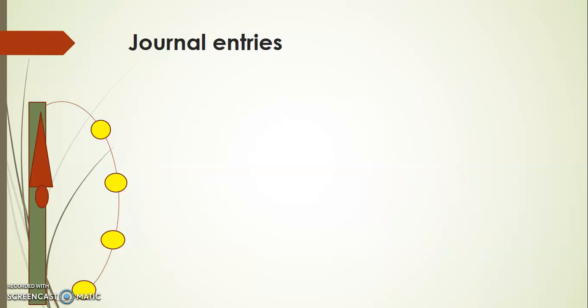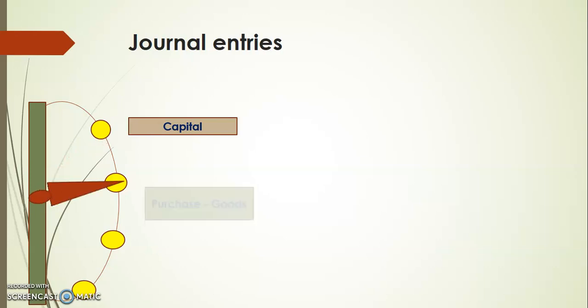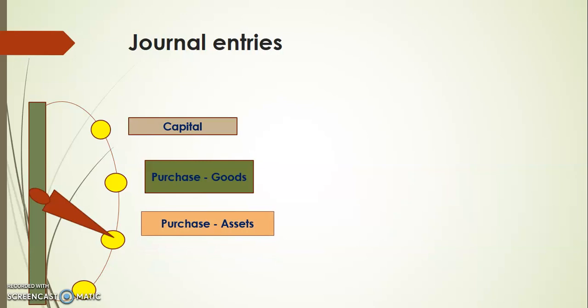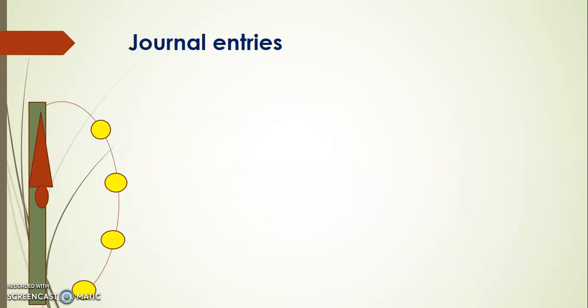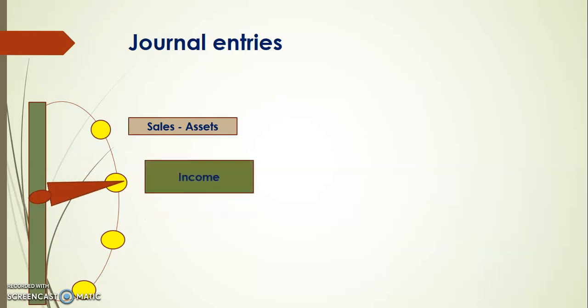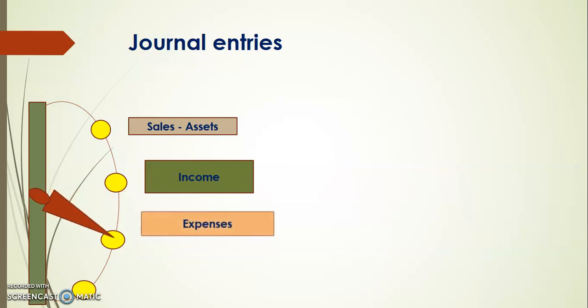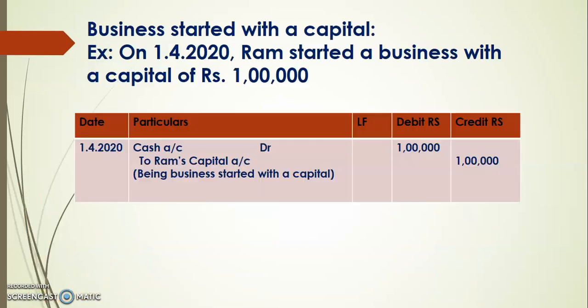So we're going to see how to make a journal entry for capital, purchase of goods, purchase of assets, then sales of goods, sales of assets, income, so what journal entry is made for an income, and expenses, and lastly for drawings. We'll be going to see this one by one elaborately.